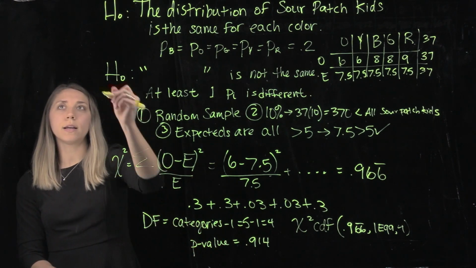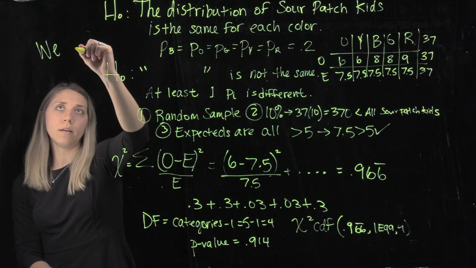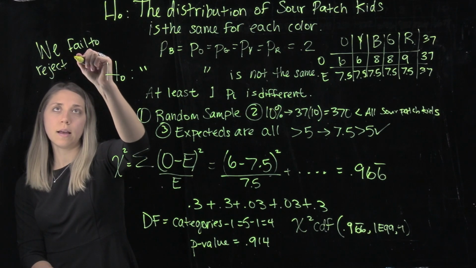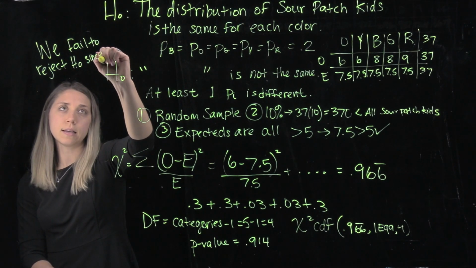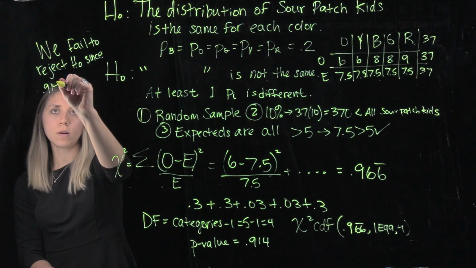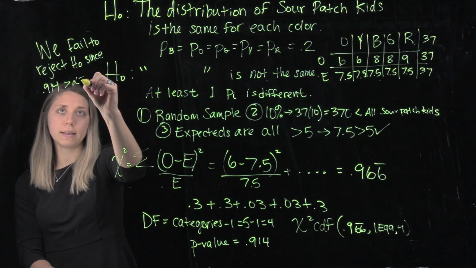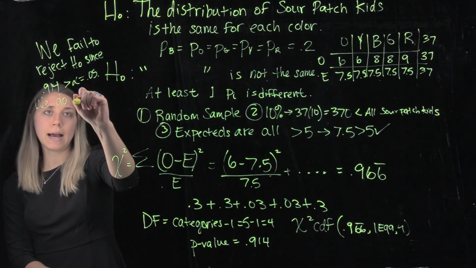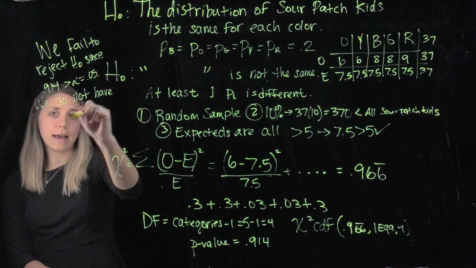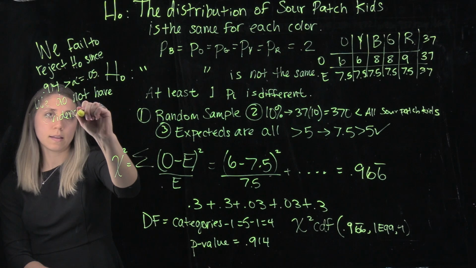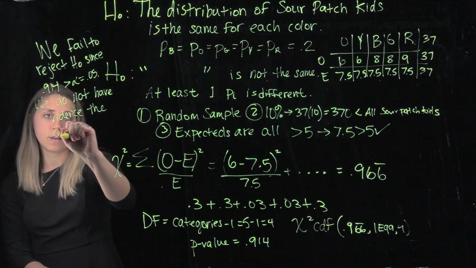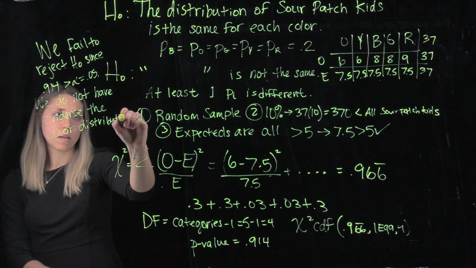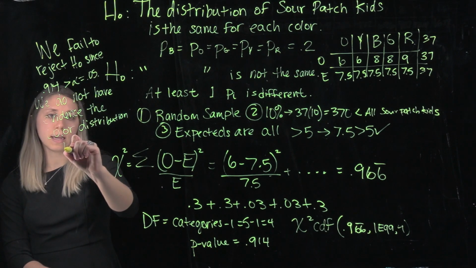So now our conclusion, we fail to reject your null hypothesis since 0.914 is greater than what we typically set our alpha value at, 0.05. We do not have evidence the color distribution is different or not uniform. Is not the same.